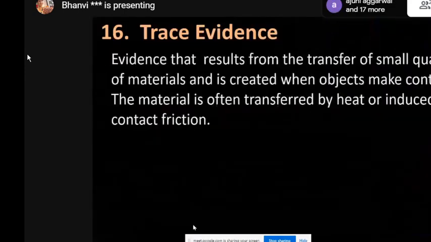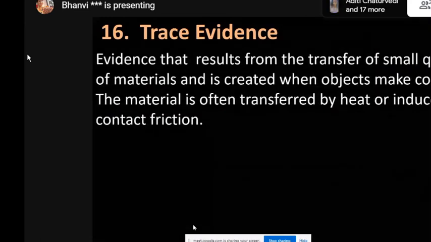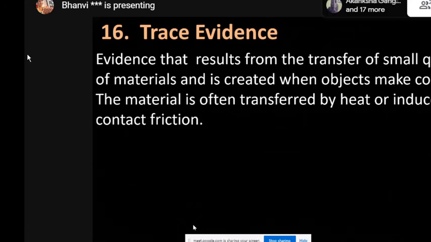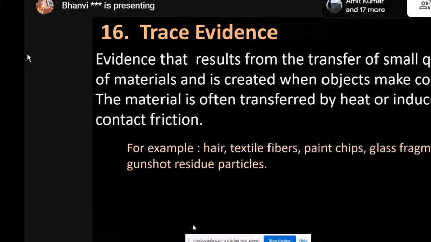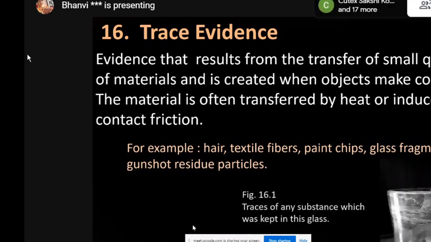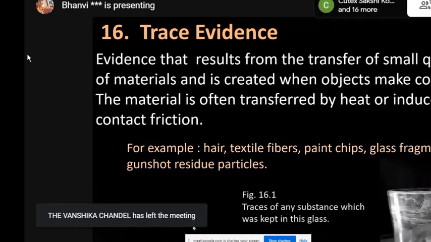Next is trace evidence, evidence that results from the transfer of small quantities of materials and is created when objects make contact. The material is often transferred by heat or induced by contact friction. For example, hair, textile fibers, paint chips, glass fragments, gunshot residue particles. As you can see here, traces of any substance which was kept in this glass. So this is the trace evidence.